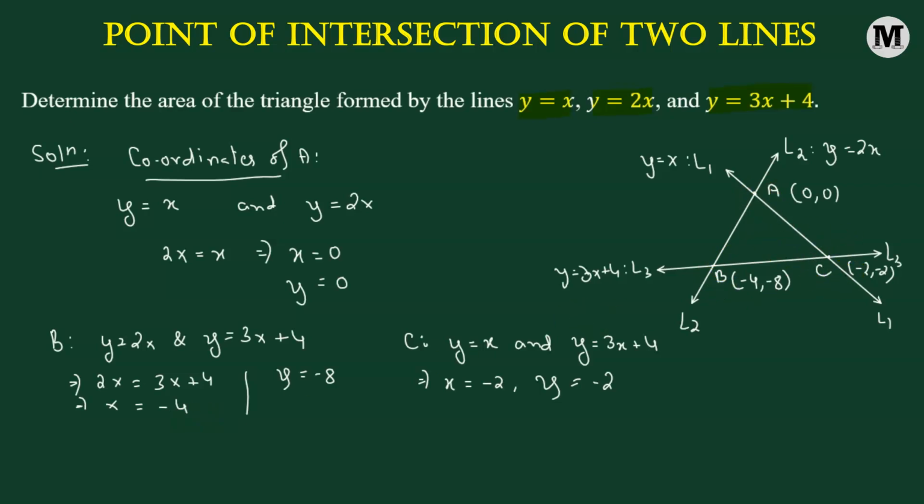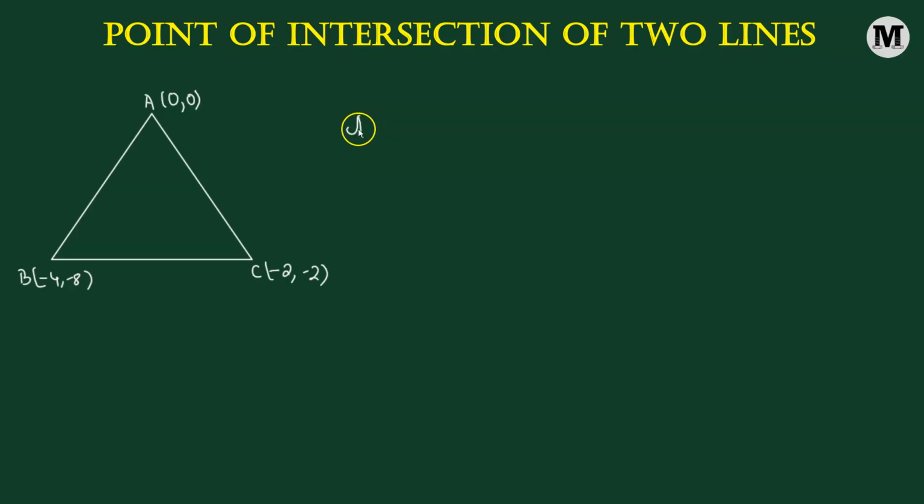So let's find the area of the triangle. The area of triangle ABC is going to be equal to 1/2 times the determinant of, so we will consider the coordinates of A in the first row. In the first row, first column, we use 0. Then in the first row, second column, we take the y coordinate of A, which is 0. And in the first row, third column, we consider 1.